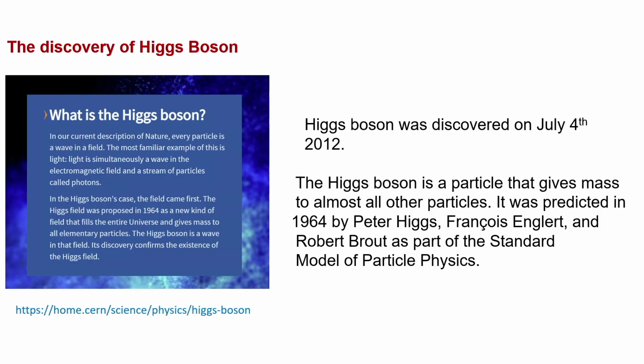So, nearly 60 years before, as a new kind of field that fills the entire universe and gives mass to all the elementary particles. What's being tried to say is that the field was discovered, but the particle was missing for all these years, and it's basically a wave in that field. The discovery confirms the existence of the Higgs field. And once again I write it, the Higgs boson is a particle that gives mass to all other particles. It was predicted by Higgs, Englert and Brout as a part of the standard model of particle physics.